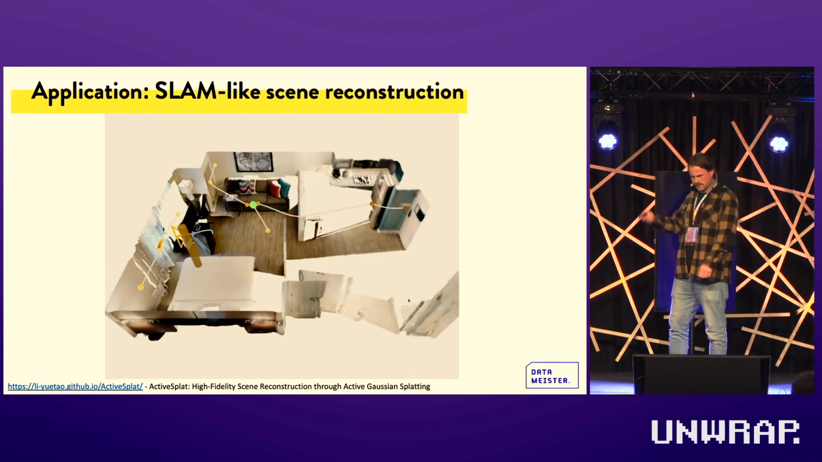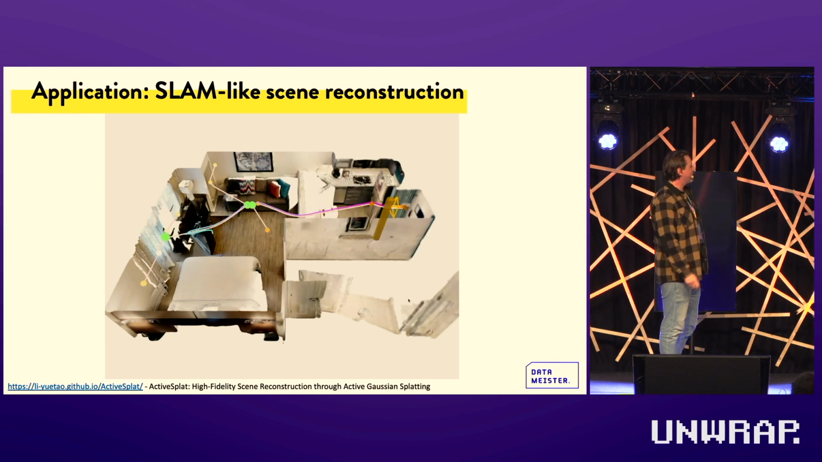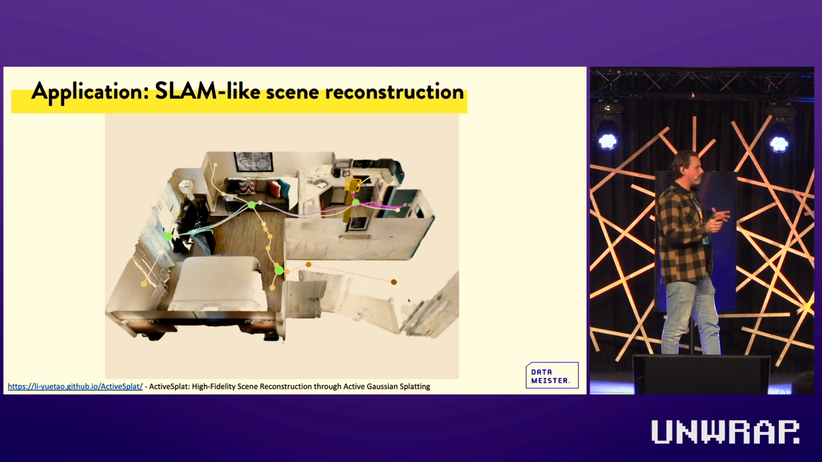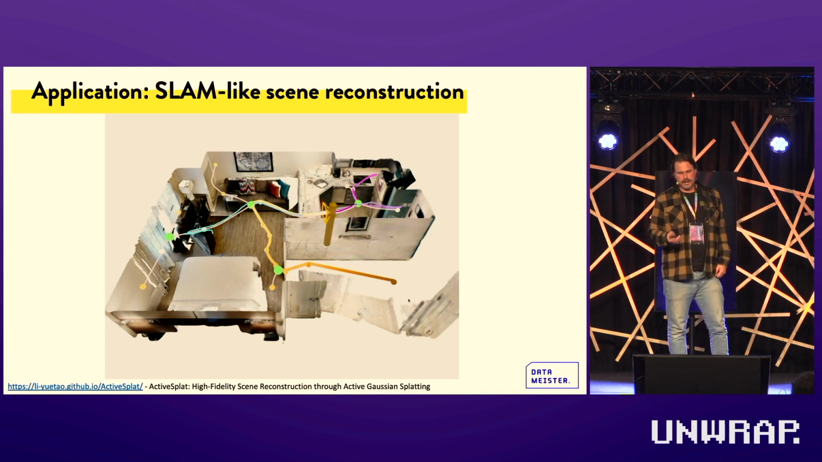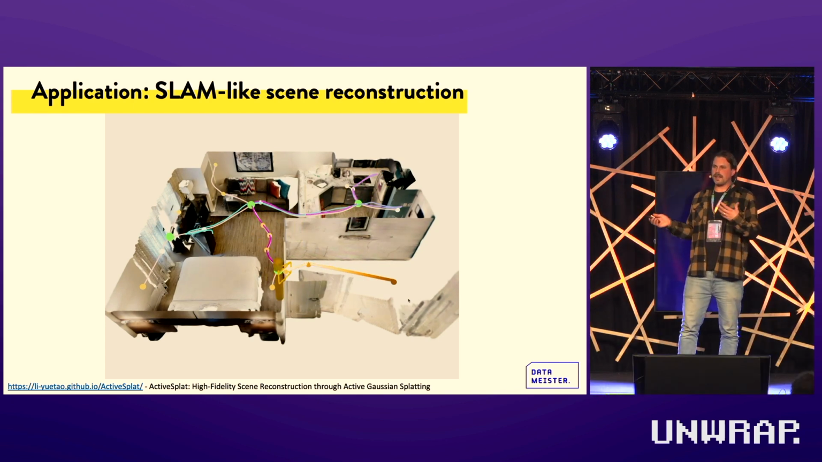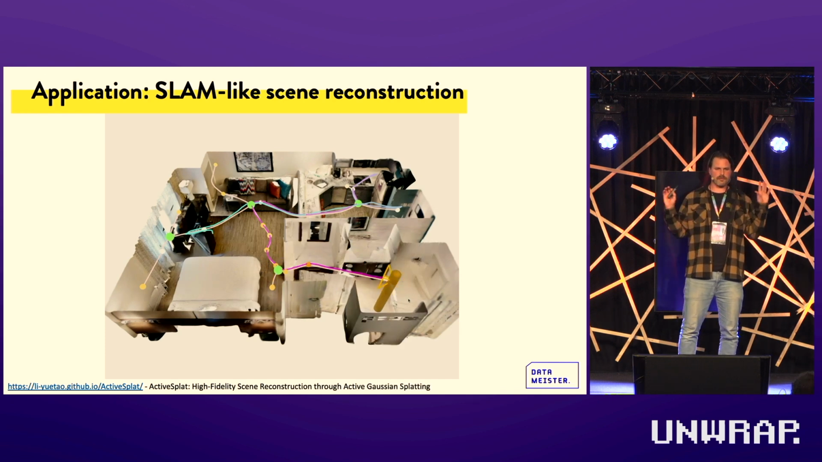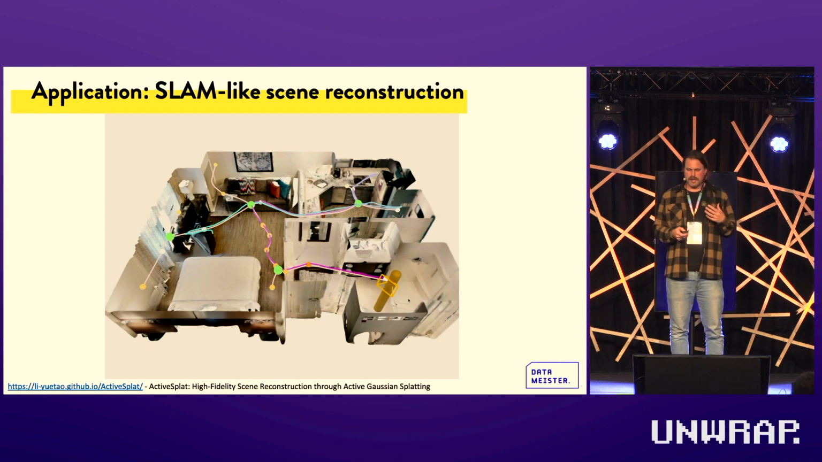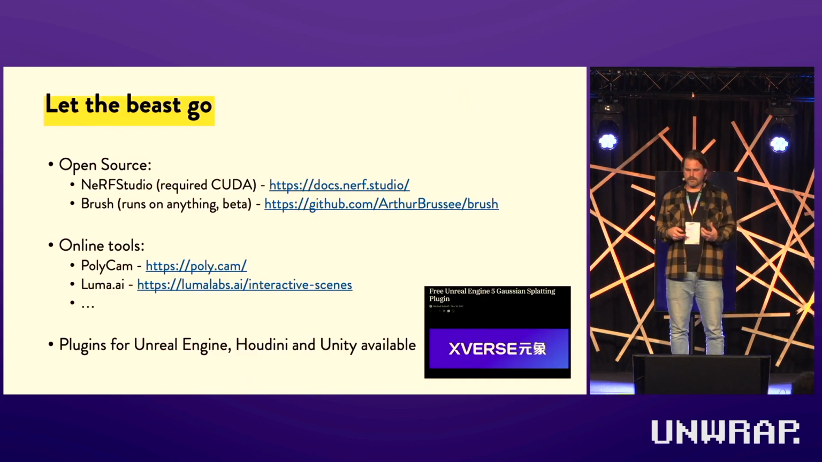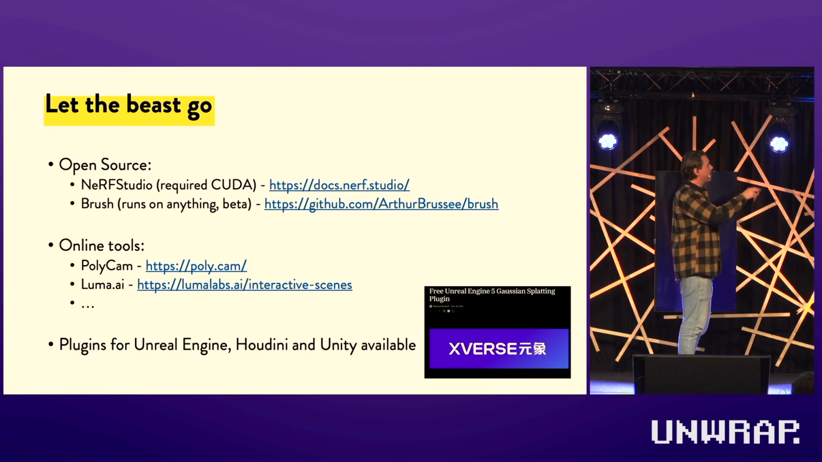SLAM, simultaneous localization, and I forgot the M, where you want to map out a room, like what you do with your iPhone. You can do that now as well, but you can also actually have the right lighting. You don't have just photogrammetry with flat surfaces. You can actually make it feel like it's live. Anyway, as I say, let the beast go.